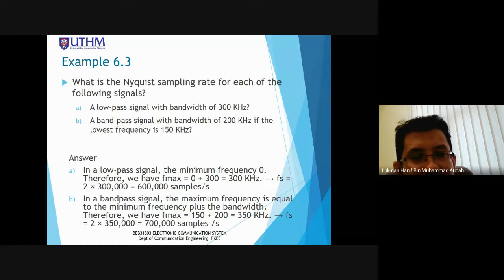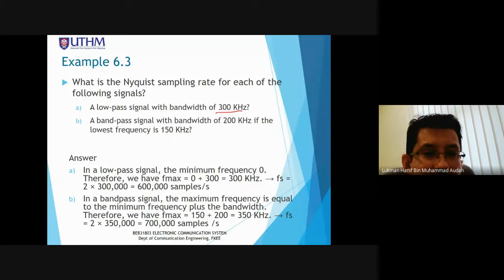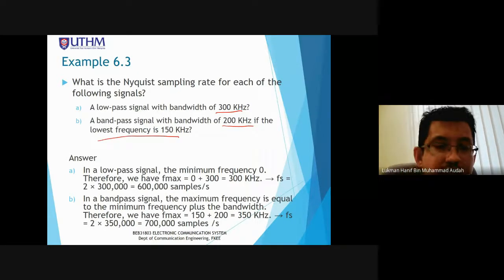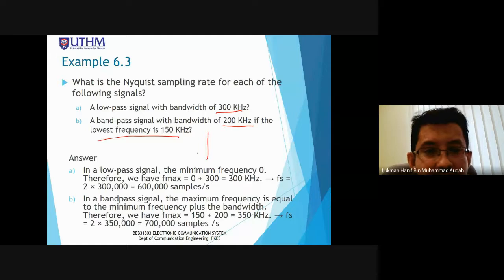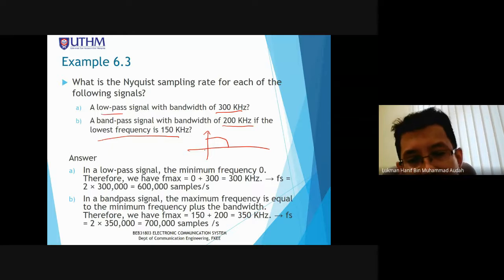What is the Nyquist sampling rate for each of the following signals? A low pass signal with a bandwidth of 300K. A band pass signal with bandwidth of 200K if the lowest frequency is 150 kHz. So dikatakan di sini berapakah Nyquist sampling rate untuk baseband, low pass signal. Low pass signal ini starting daripada 0 sehingga 300 kHz.